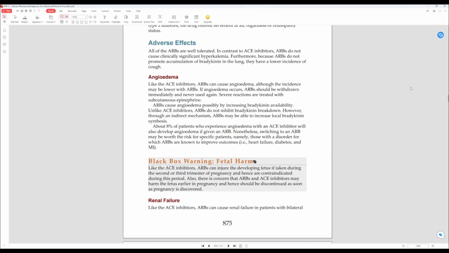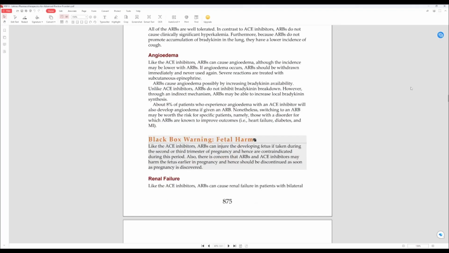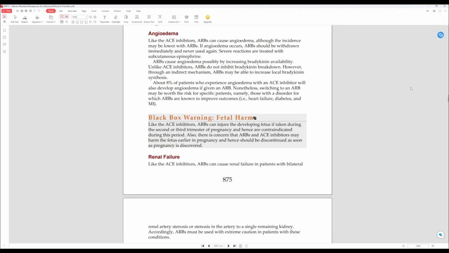Its adverse effects. All ARBs are well tolerated. In contrast to the ACE inhibitors, ARBs do not cause clinically significant hyperkalemia. Furthermore, because ARBs do not promote accumulation of bradykinin in the lungs, they also have a lower incidence of causing a cough. However, the angioedema. Like the ACE inhibitor, ARBs can cause angioedema, although the incidence may be lower with an ARB.